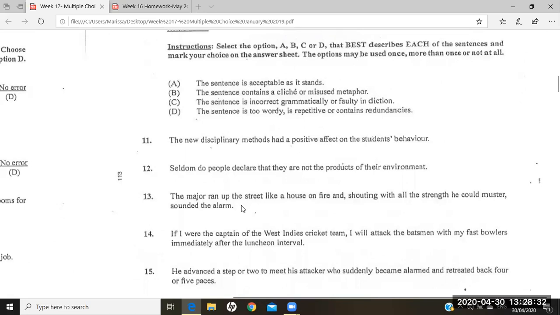Yes, it has a lot of repetitiveness in that the same thing was being said, but using words that were different. Number 14, Musa, you can continue with this one. If I were the captain of the West Indies cricket team, I would attack the batsman with my fast bowlers immediately after the luncheon interval. Miss, the answer is E. E? You think it's correct? Yeah, well, it's all incorrect. There's an error.